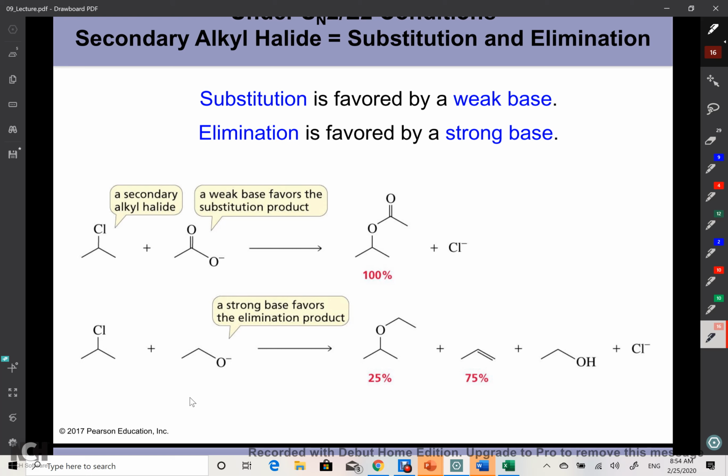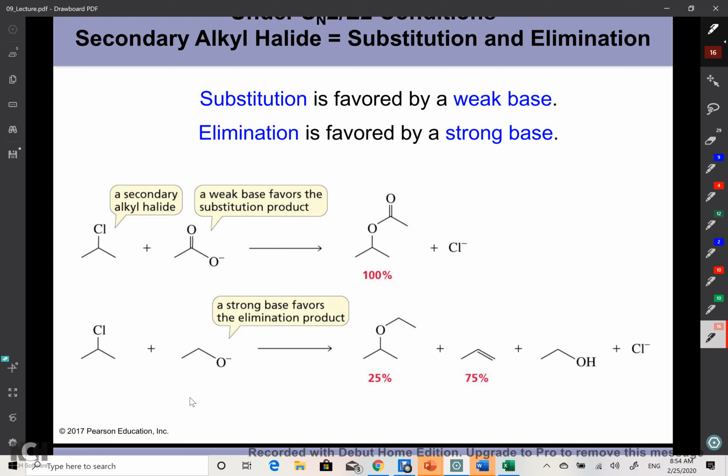The strength of the bases. The substitution reaction is favored by a weak base, whereas the elimination reaction is favored by a strong base. And you remember what we talked about, the weak base and the strong base. Okay? A strong base is negatively charged. That's one way you can remember it. And then a weak base means it's a stable base. Does that make sense? If you're a weak base, it means you're a stable base.